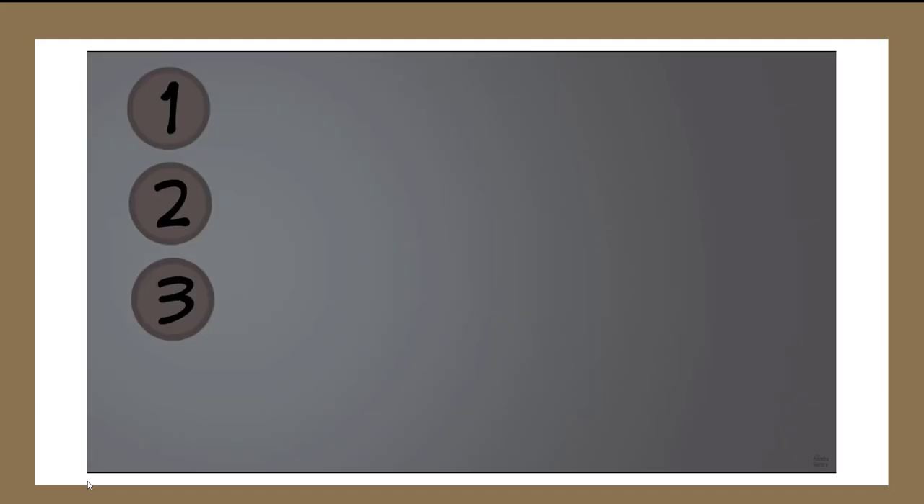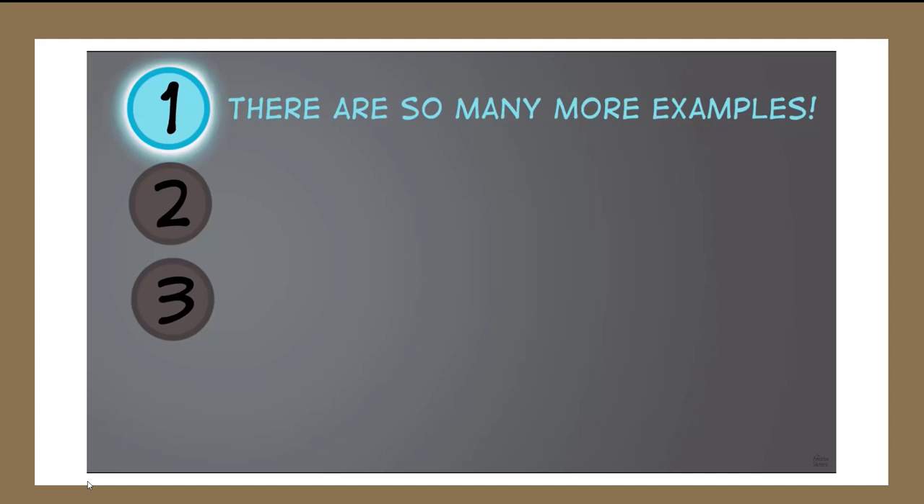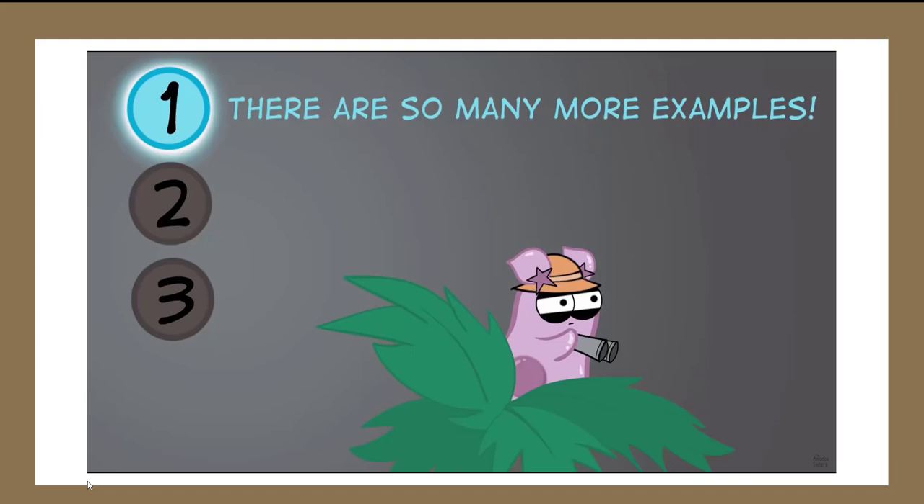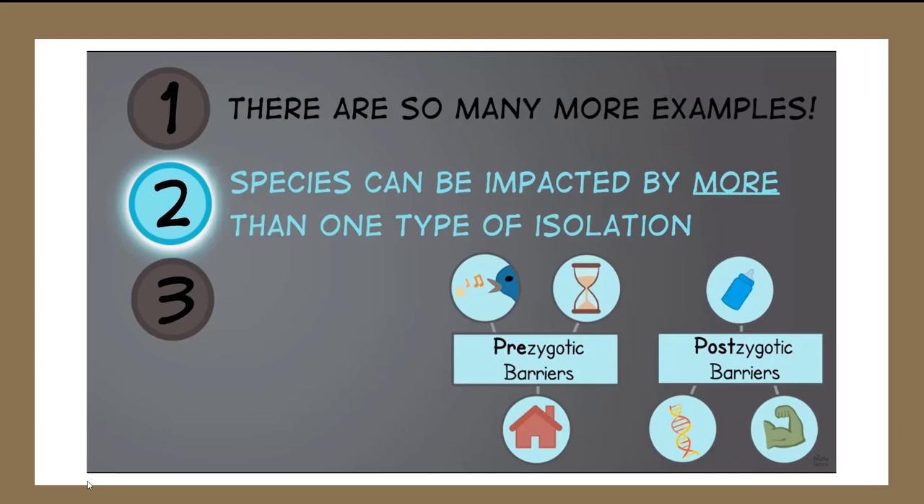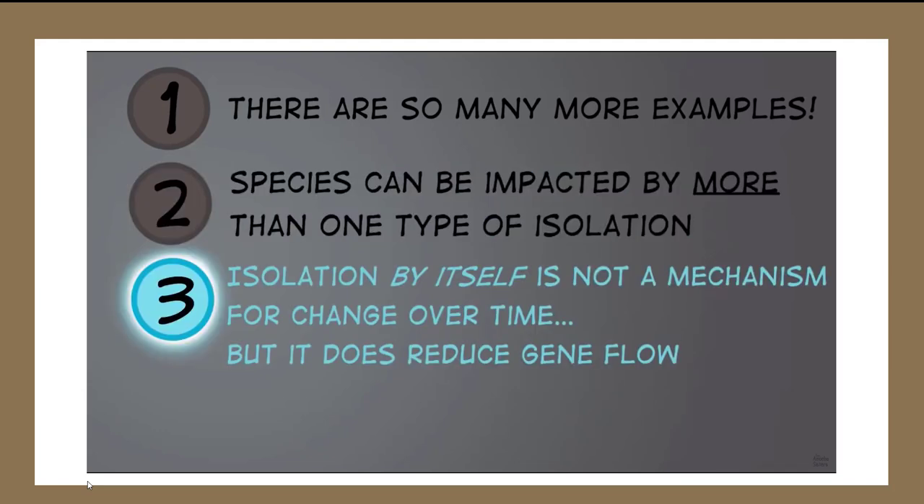Now, in our short video, we want to point out three things. First, this is just a very few set of examples of isolations that can lead to speciation. We encourage you to explore the huge list of other isolation types that can lead to speciation. Second, species can be impacted by more than one type of isolation. And third, please understand that isolation itself is not the mechanism for the actual change over time.